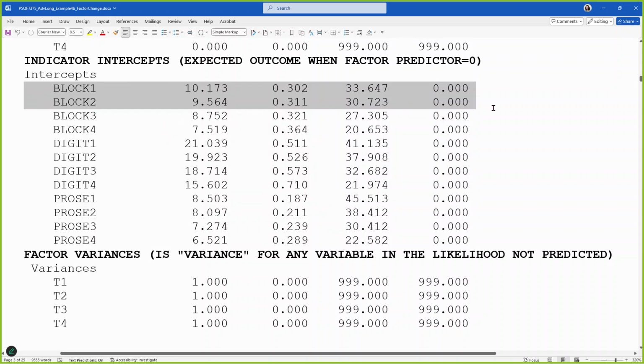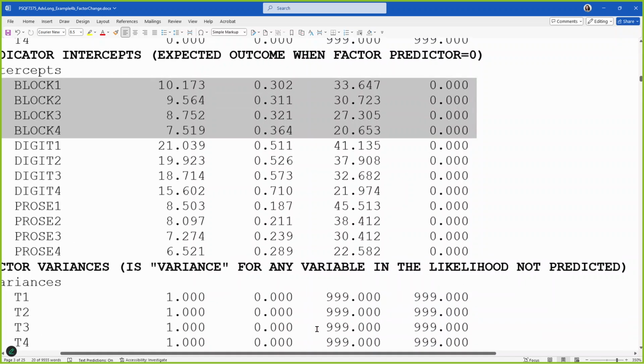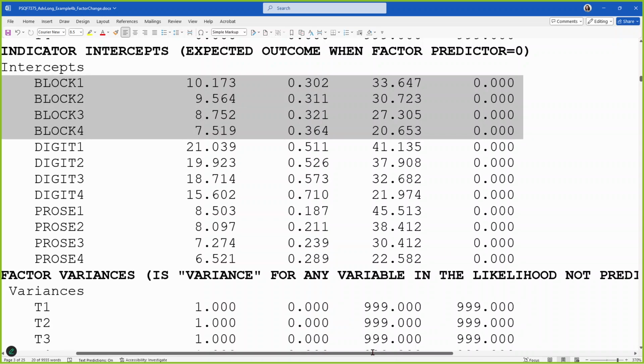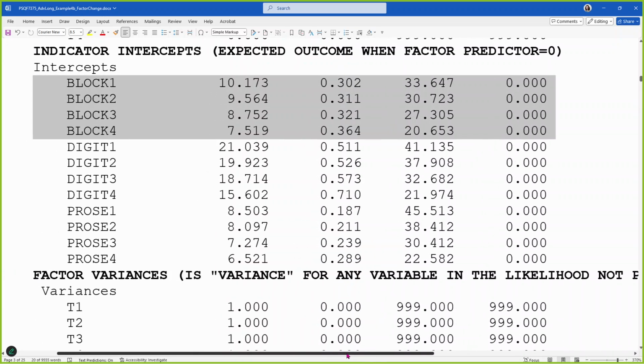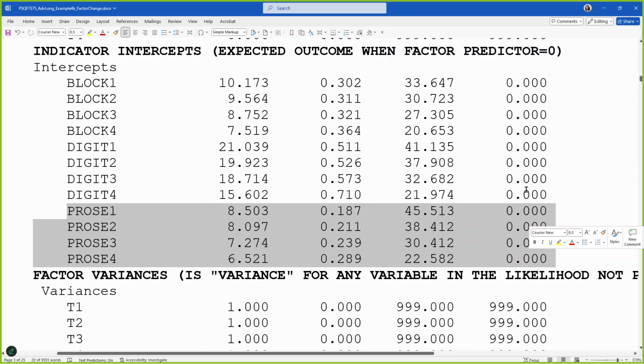So I can get a sense as to how things are changing by looking at these. What do you think? Is block design going up over time, down over time, or staying the same? Yeah, it's going down a little bit. How about digit span? Yeah, or digit symbol. And prose recall? Kind of all going down.